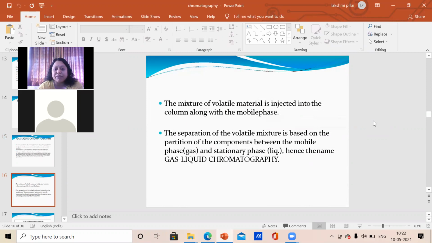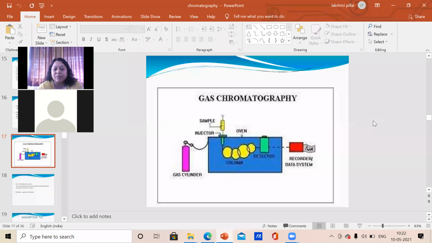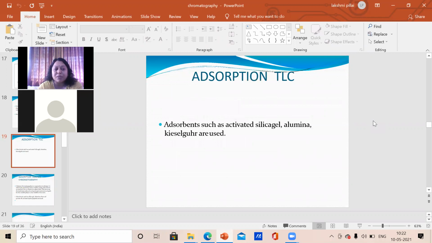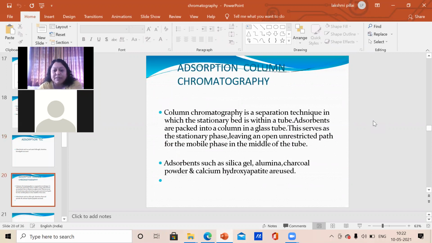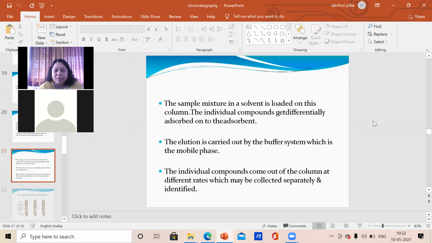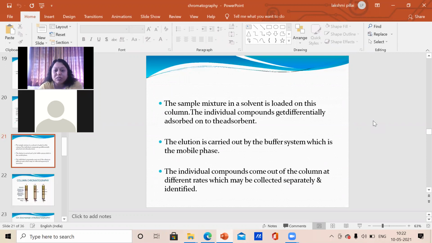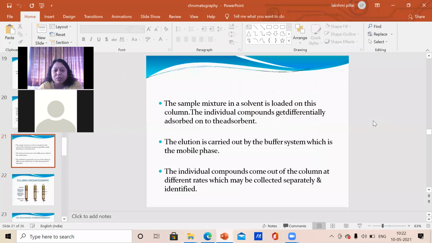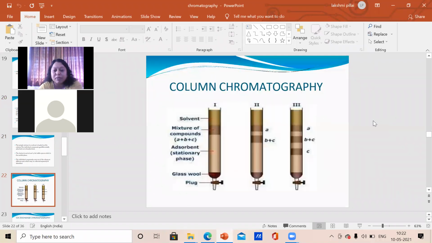Then gas liquid chromatography is discussed, in which two phases are there, mobile phase and stationary phase, and passed through a column, and it is detected by a cylinder detector, and it is a very rapid technique. Adsorption, in which adsorbent is used as adsorption layer, which is activated silica gel alumina, and serves as a stationary phase. In the mobile phase, it will separate out the mixtures from the column, which can be eluted out. So this is column chromatography. It was an advanced option for chromatography.